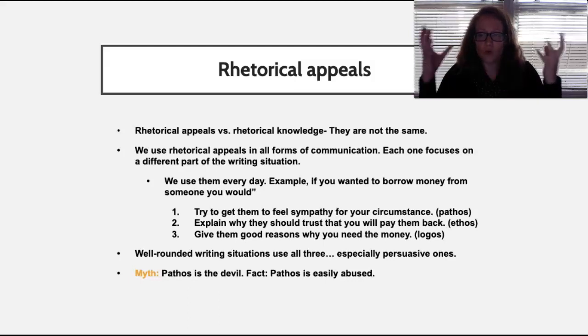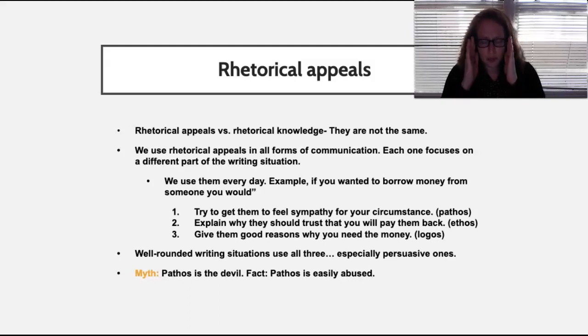One is the full scope of the knowledge and understanding of writing situations, for one is the strategy. So we do use rhetorical appeals in all forms of communication. Each one focuses on a different piece of the writing situation, and we do this every day, whether we realize it or not, because all well-rounded writing situations use all three to some degree, especially persuasive ones.